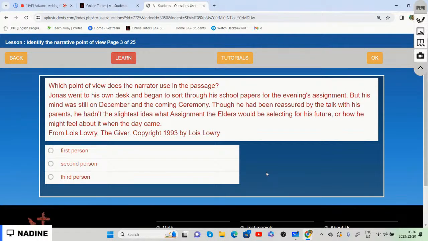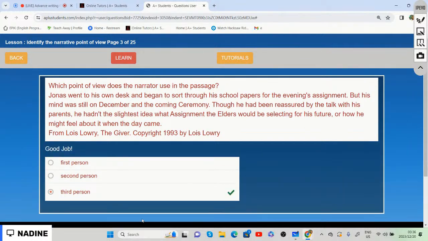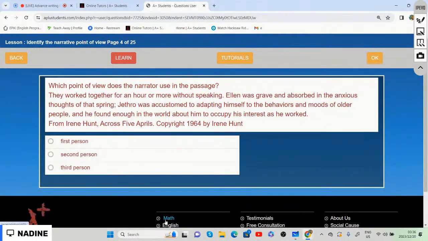So we need to say this in the first person, second person, third person. And they're calling characters by name, so we can maybe say this is the third person. Example, Jonas is being mentioned. And third person is correct. So third person point of view is correct.